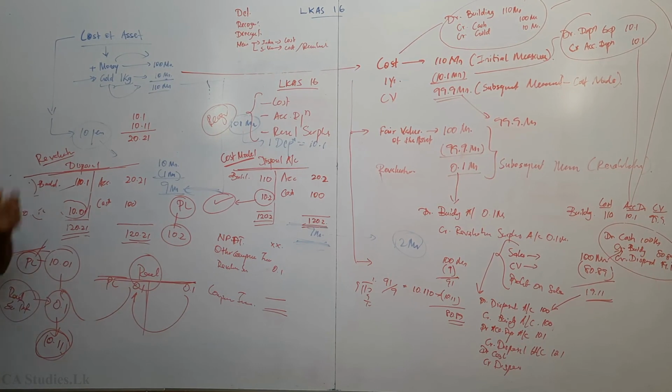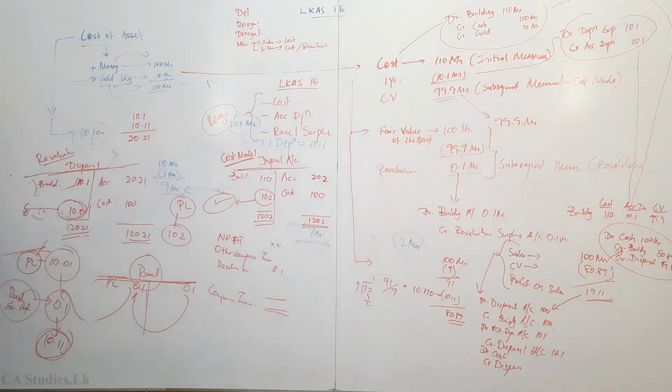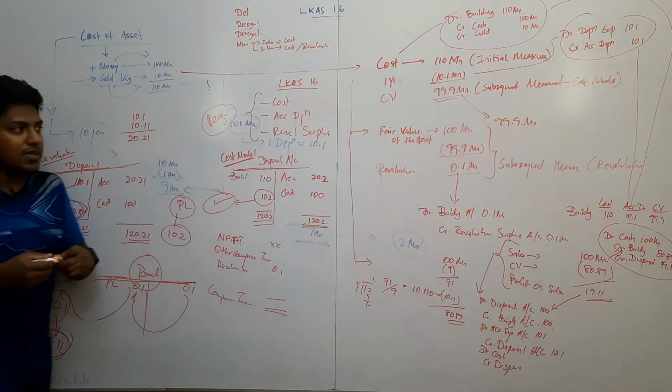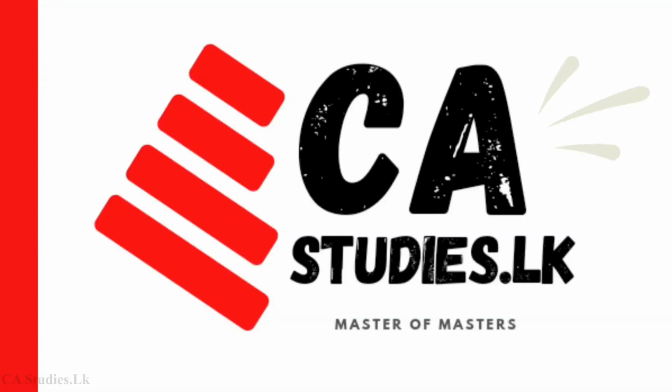To reduce the transactions in the financial statement we use the general ledger. To make the reporting system easy we use the general ledger.